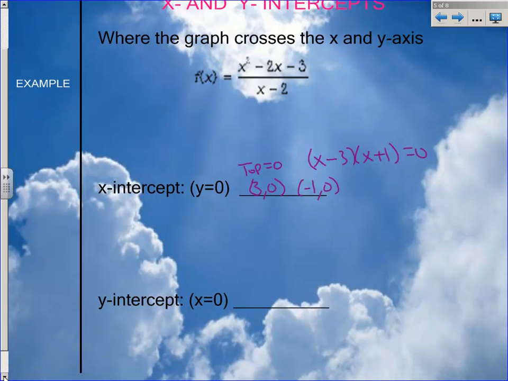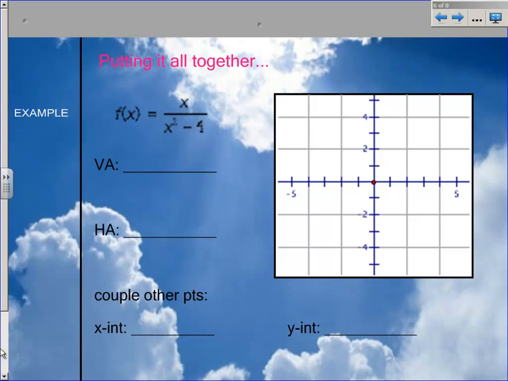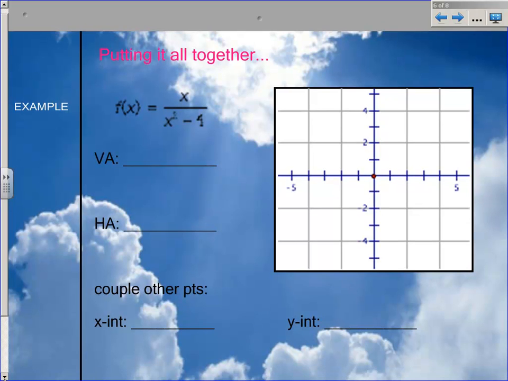Now your y-intercept is a little easier. You plug in 0 for x, and that will be your y-intercept. So plugging in 0 for x, let's see what happens here. That's a 3/2. That is your y-intercept. X equals 0, y equals 3/2. So with our horizontal asymptotes, vertical asymptotes, and our intercepts, we're going to be able to draw these graphs pretty easy. So let's take a look at a specific example, see if we can't draw it.